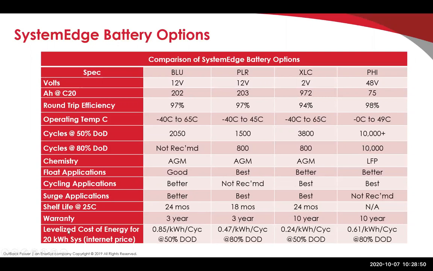Okay, so levelized cost of energy for a 20 kW system. Using some prices I got on the internet, although I think this XLC price is even less than what I used. Using this depth of discharge for battery capacity, this is kind of like a levelized cost in terms of cents per kilowatt hour per cycle.